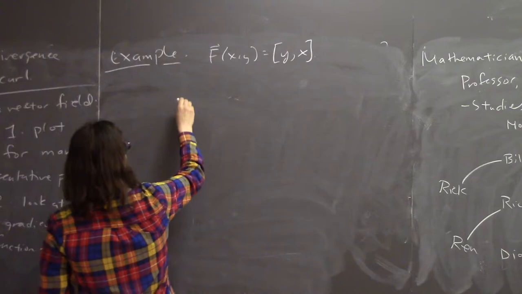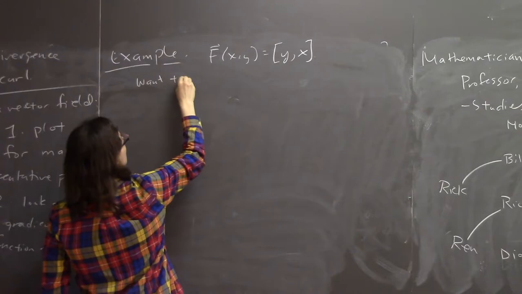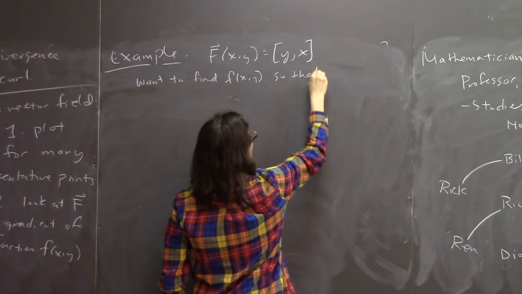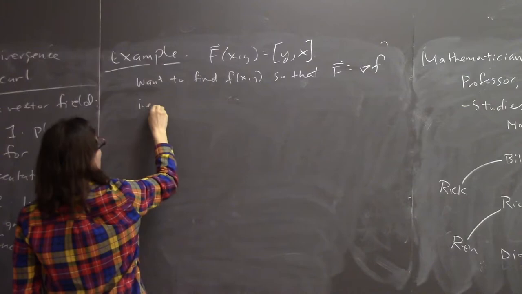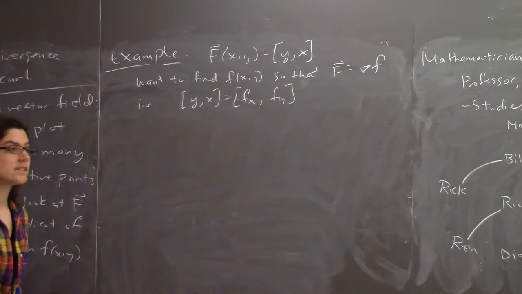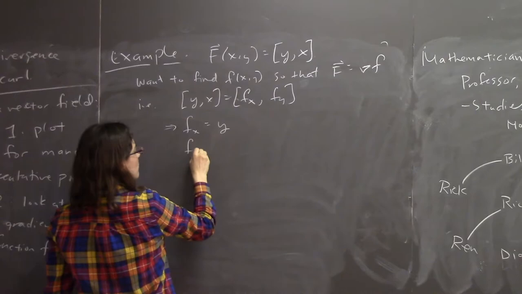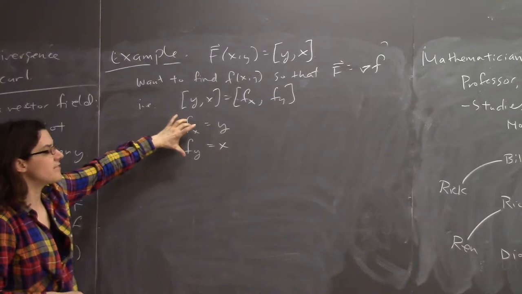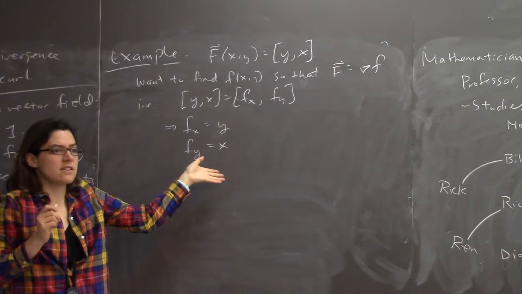Here's another way we could do it. We want to find some function f of x comma y so that F is the gradient of f. In other words, so that y comma x is the partial of f with respect to x comma the partial of f with respect to y. So this would mean that the partial of f with respect to x is y, and the partial of f with respect to y is x. So this is like clues, and you want to find a function that will do both of these things. Can you think of a function that would do these things?